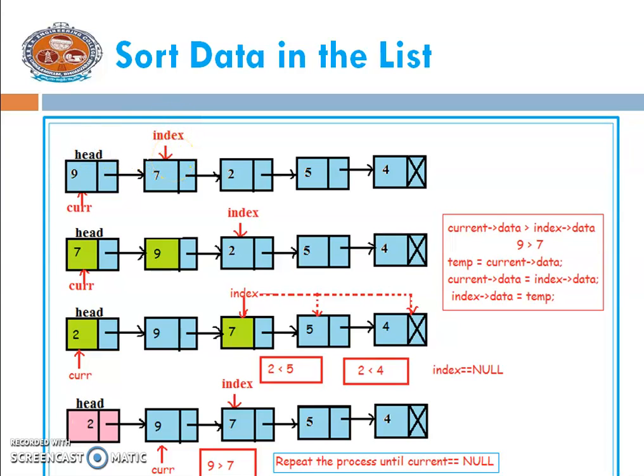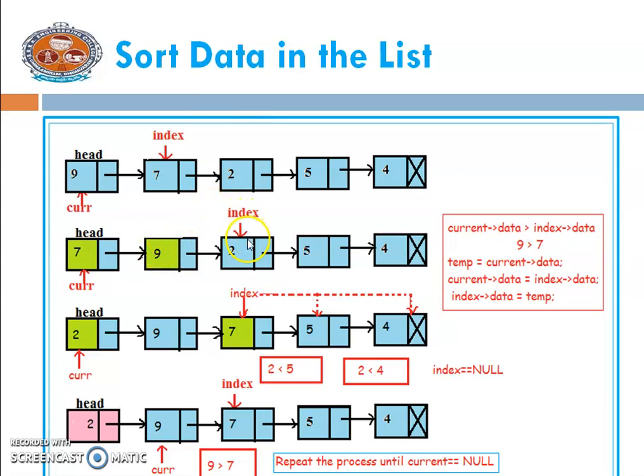Traverse the list till current points to null, comparing current of data, that is 9, to see if it is greater than index of data. Yes, 9 is greater than 7. So if the condition is true, using a temporary variable, we exchange the data of current and index. The green blocks represent the exchange of data. We have exchanged current of data with index of data, and index of data is the temporary variable's data. We use a temporary variable to exchange the data.